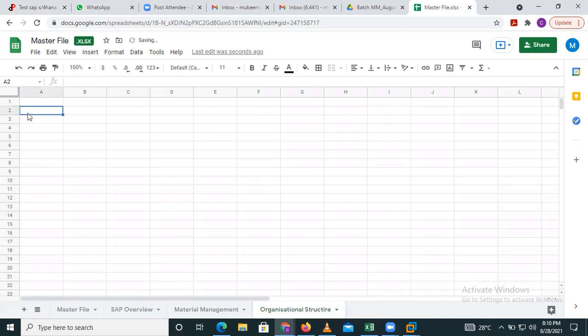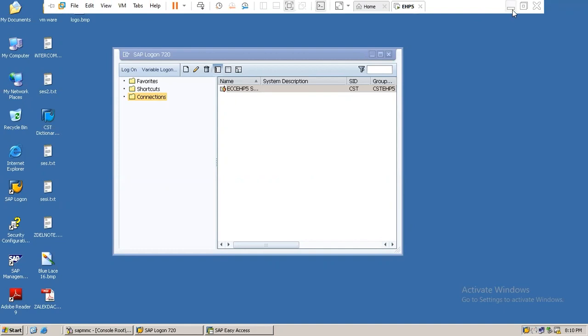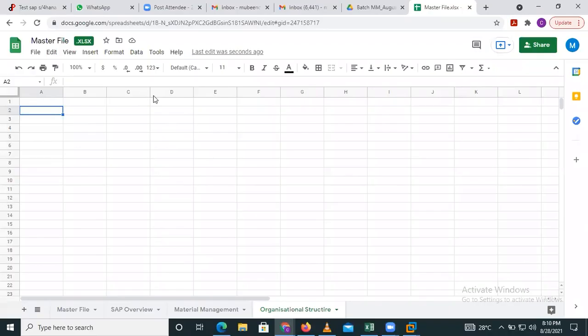Okay. So currently we have just installed the SAP application, right? So our SAP system is completely blank. We don't have any data. Now what do we need to do? We need to map our business processes into our SAP, right? We are planning to implement SAP. So we need to map our business processes into SAP.